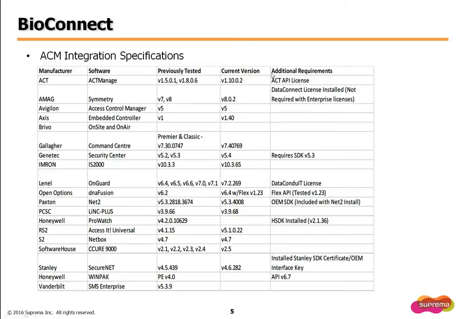On your right, you see the additional requirements. These requirements are a must in order to use BioConnect. For example, if you want to use Genetec Security Center, the latest version is 5.5. You can still use that, but you need to purchase the SDK separately, which is version 5.3. So you need to carefully check the requirements and the versions that we support first, and then you can offer it to the customers.